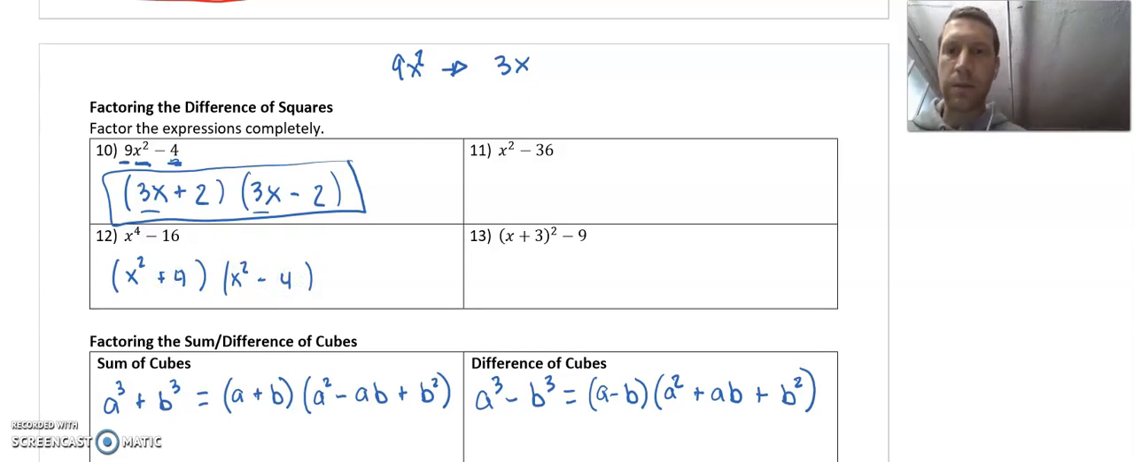And now keep in mind, sometimes when this happens, you're going to be left with another difference of squares, right? X squared and 4 are both perfect squares, so I can rewrite this as x squared plus 4, and then my yellow highlighted one becomes x plus 2 times x minus 2.